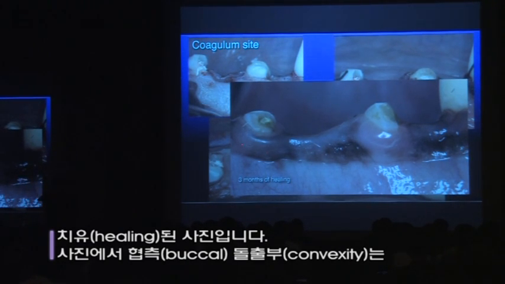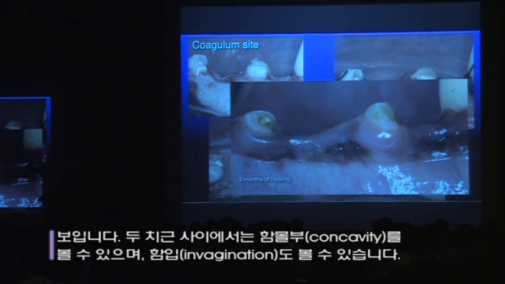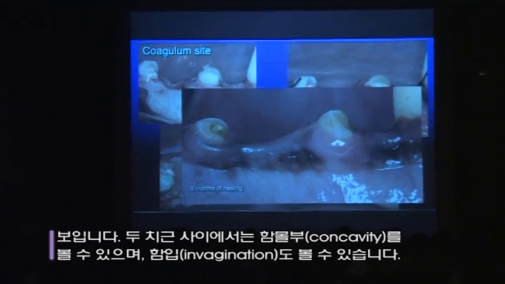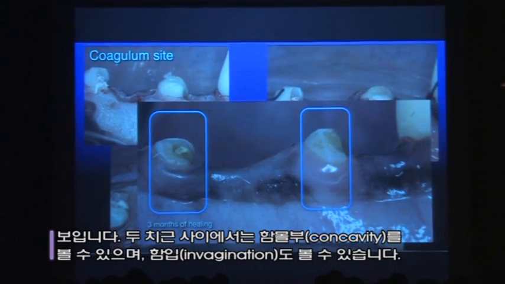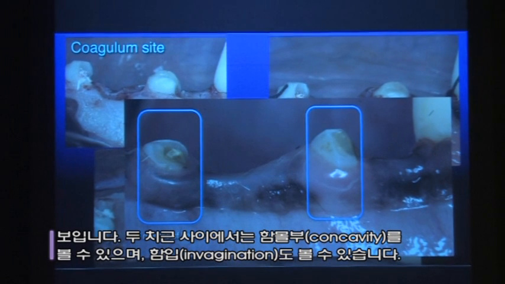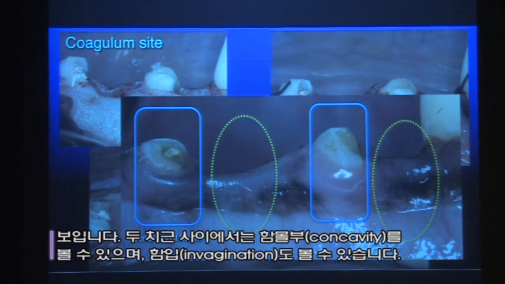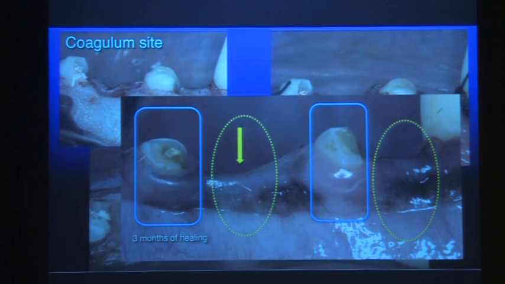What you can see here now is the buccal convexity that is illustrating the presence of a mesial root here. The same convexity illustrating the mesial root over here. You can also see that between the roots we have a concavity in mesiodistal direction. And here you can also see that we have an invagination between the two roots.